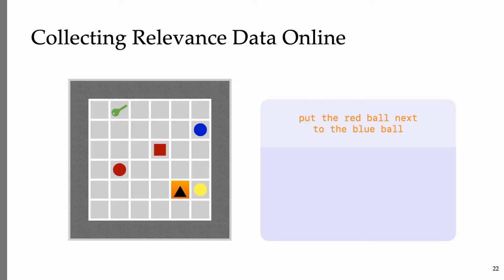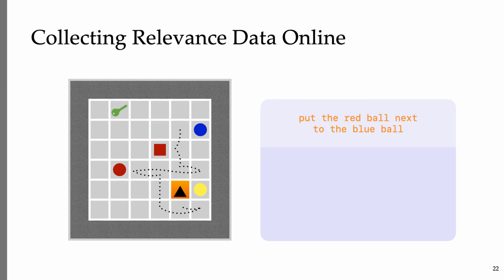Let's now discuss how we collect data online to train this relevance classifier. Consider this trajectory of an agent exploring and then solving the task, put the red ball next to the blue ball. A trajectory like this might happen early on in training. It's suboptimal, but it solves the task.